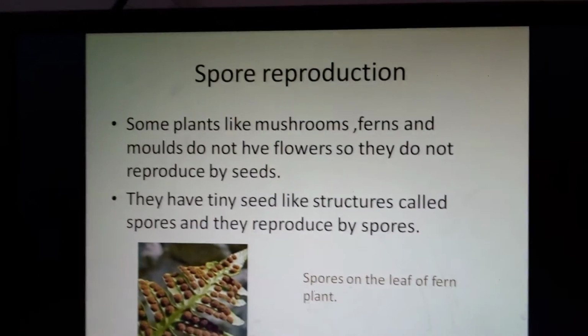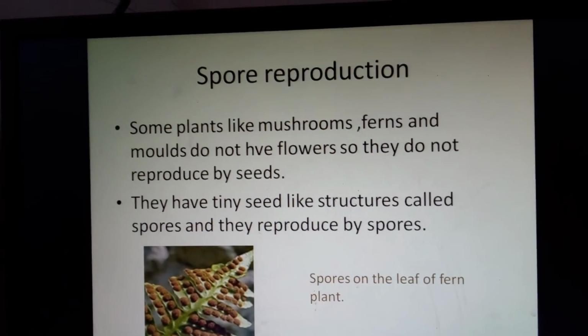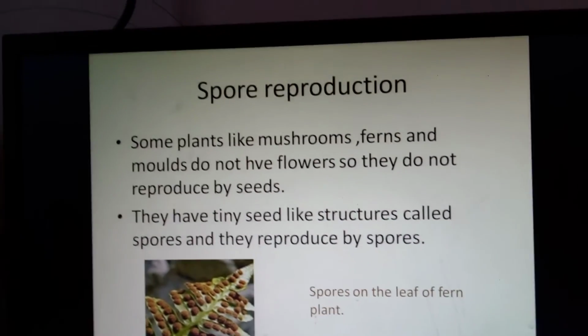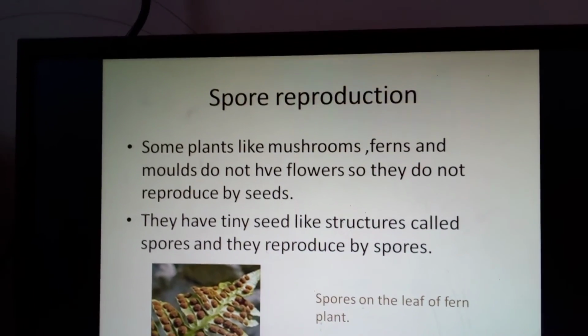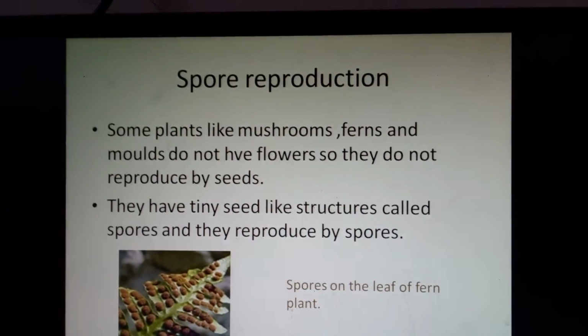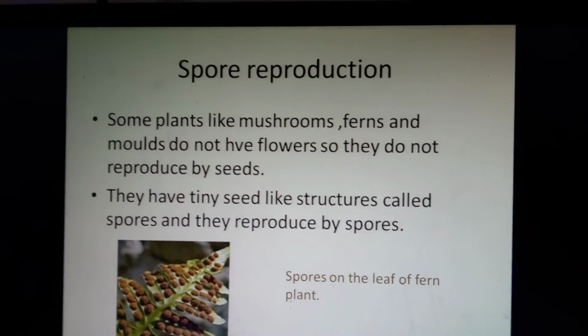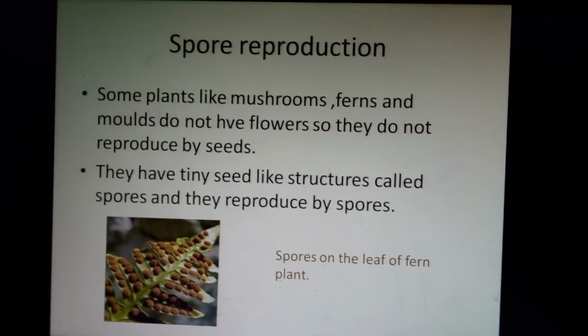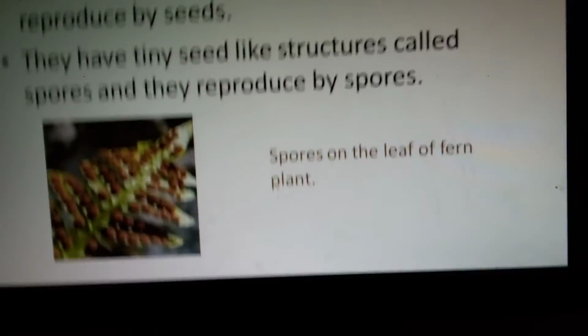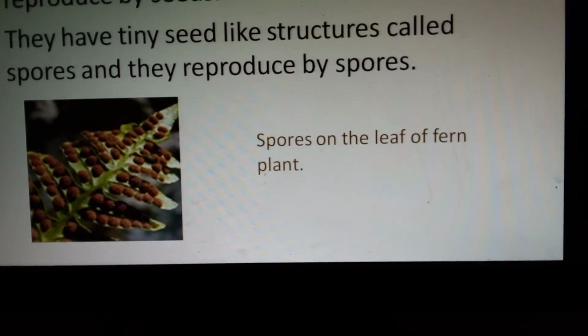Spore reproduction. Some plants like mushrooms, ferns and molds do not have flowers, so they do not reproduce by seeds. They have tiny seed-like structures called spores, and they reproduce by spores. This is a picture of spores on the leaf of a fern plant.